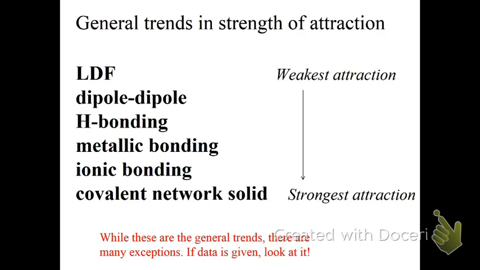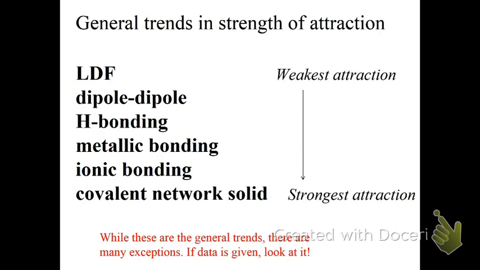The general trend in the strength of attraction is LDF, dipole-dipole, hydrogen bonding, then metallic bonding, and then ionic bonding, and the strongest is your covalent network solid. And while these are general trends, there are many exceptions. If given the data, use the data and use what you know that that particular substance is undergoing in terms of intermolecular attractions.